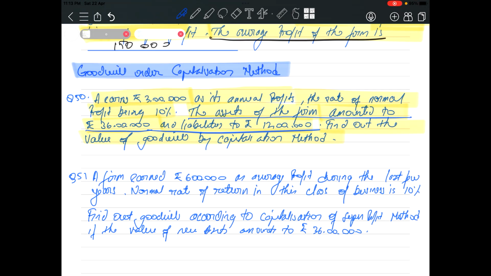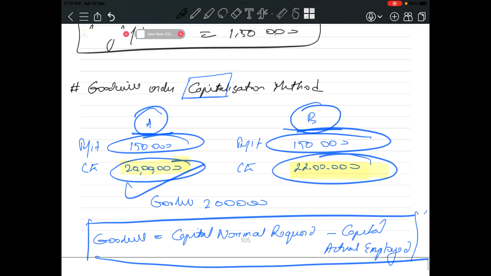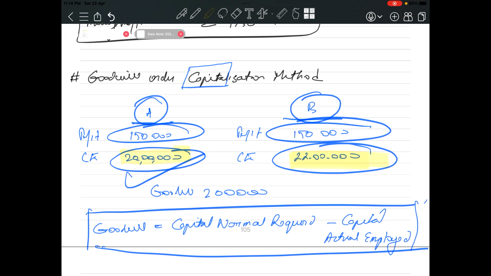The question says A earns rupees 3 lakhs as its annual profits, the normal rate of profit being 10%. So people are normally earning how much? 10% in the market. Now I have told you, when I discussed these basic concepts, there are two people in the same category of business.